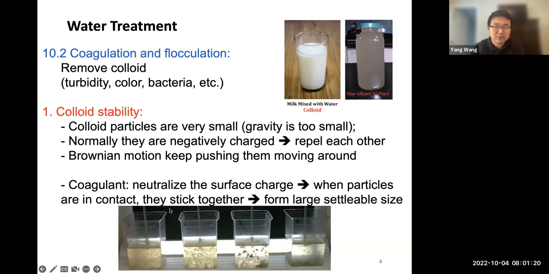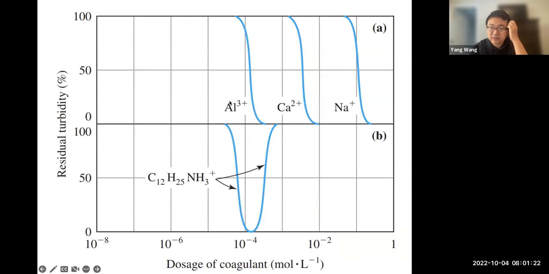Okay, so last class, we also showed this effect of these different types of ions, right? Basically for aluminum ion, you need a smaller dosage to bring down the turbidity, right? Compared to the other types of ions, like the calcium ion or sodium ions.